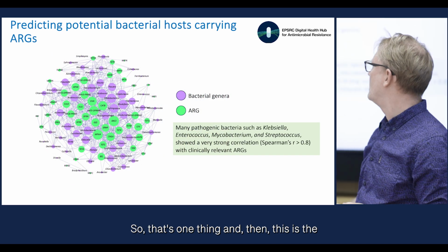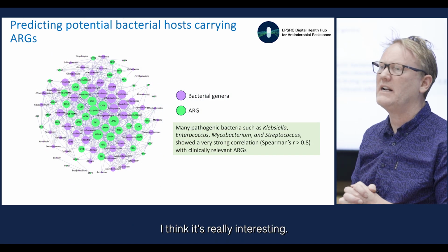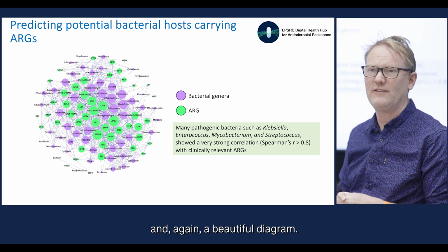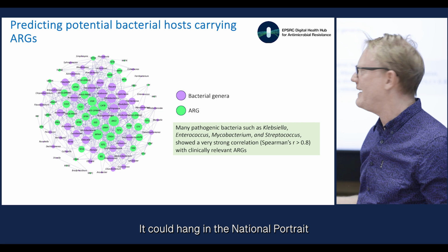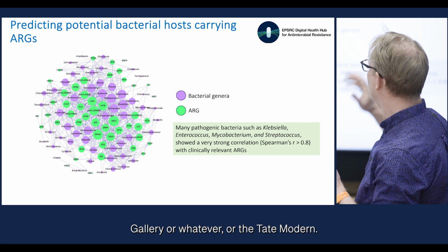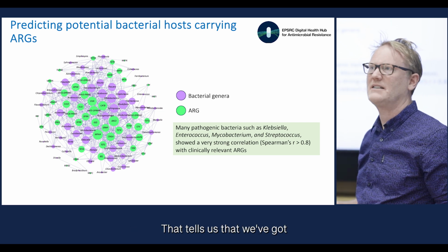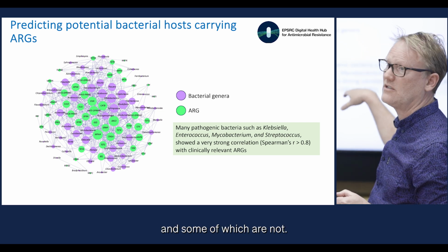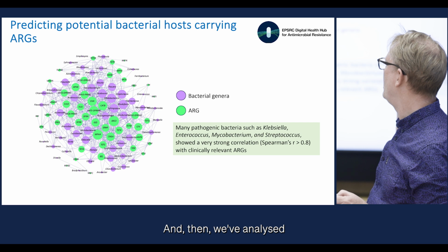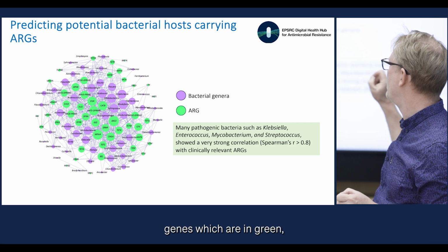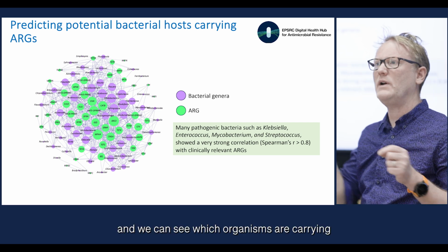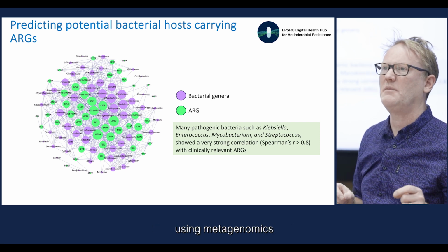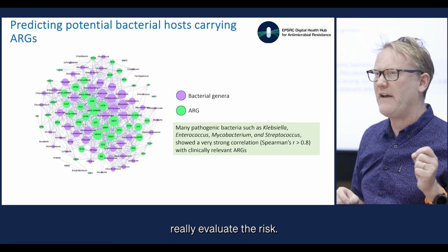So that's one thing. And then the next one I think is really interesting is when you take the metagenomic approach. And again, a beautiful diagram, could hang in the National Portrait Gallery or the Tate Modern. What does that tell us? That tells us that we've got different bacteria here, some of which are pathogens and some of which are not. And then we've analysed all the antimicrobial resistance genes, which are in green, and we can see which organisms are carrying which genes. Now we're at the level of detail using metagenomics where we can actually really evaluate the risk.